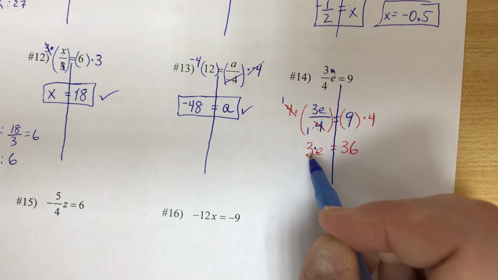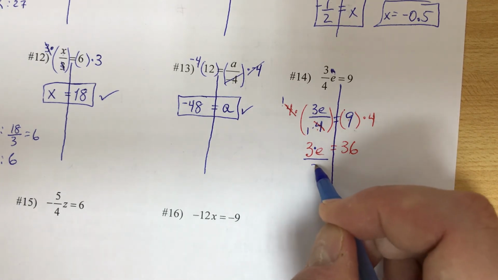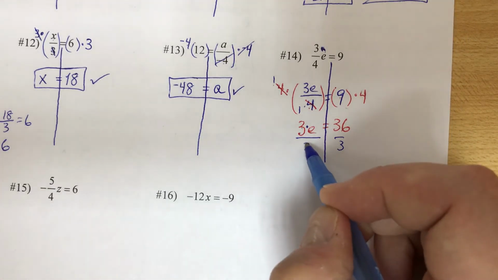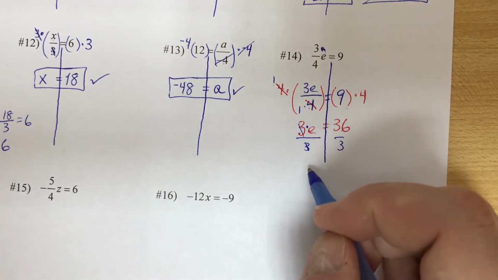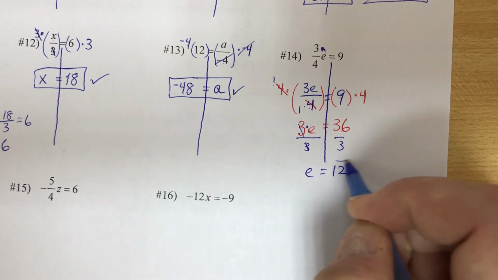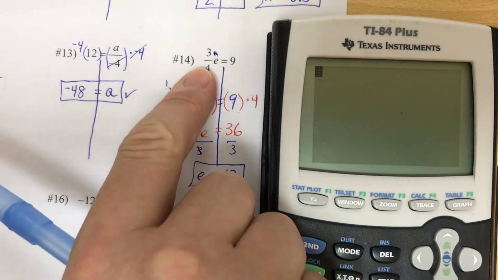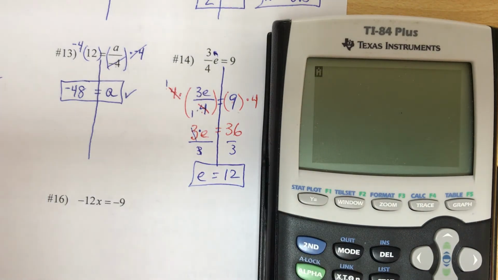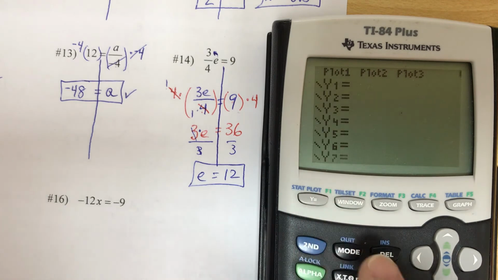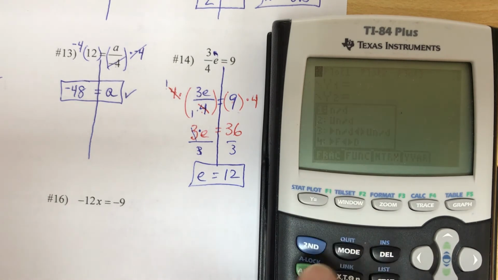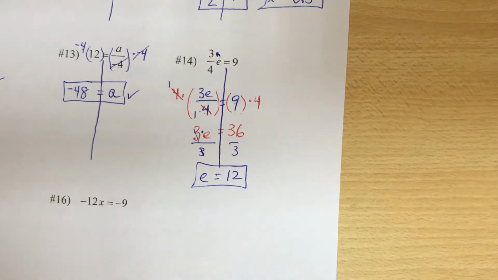That's the coefficient, the 3. How do we undo multiplication? We divide. 3 divided by 3 is 1. So we get 1e equals 12. And if I want to check, I'm going to take 3/4 times e, which was 12. We should get 9. And we do, yes. Okay, we're doing this right.